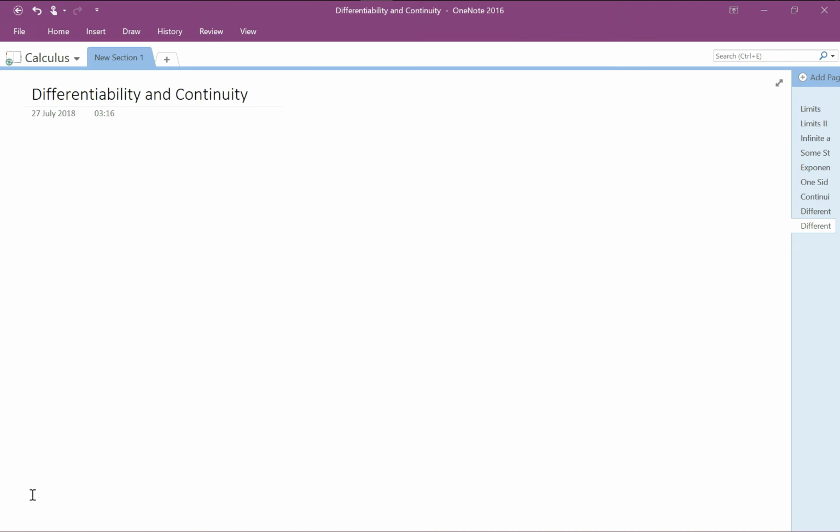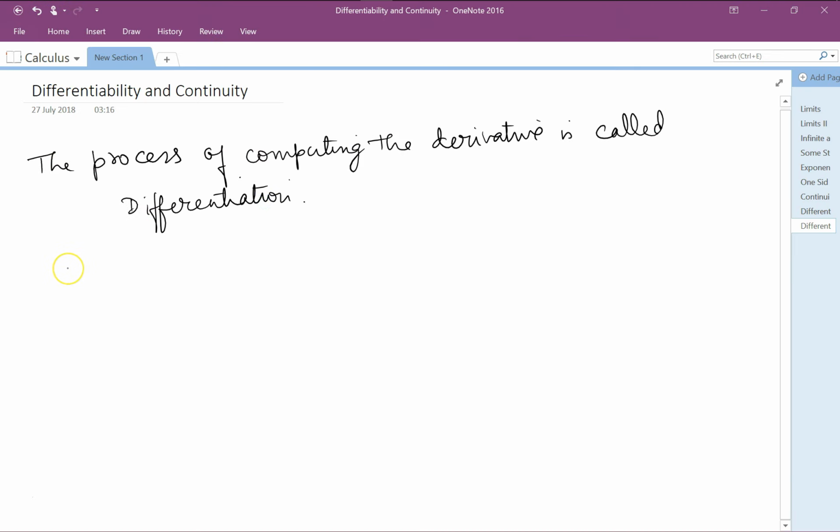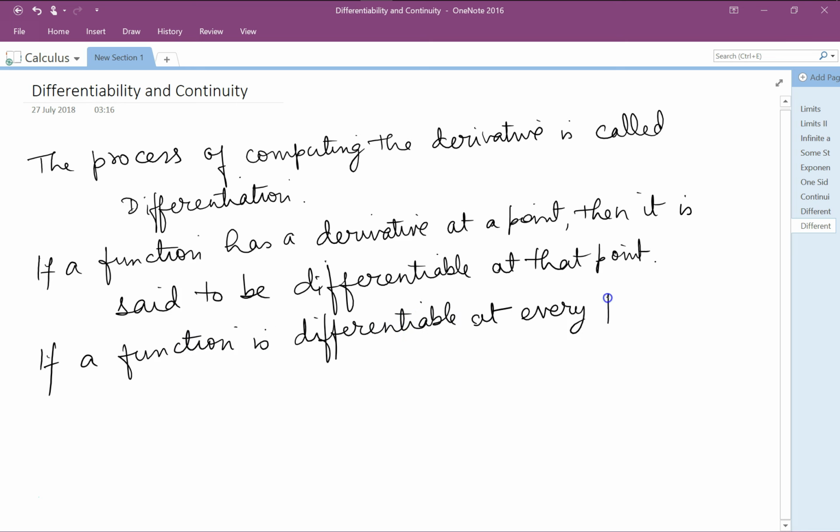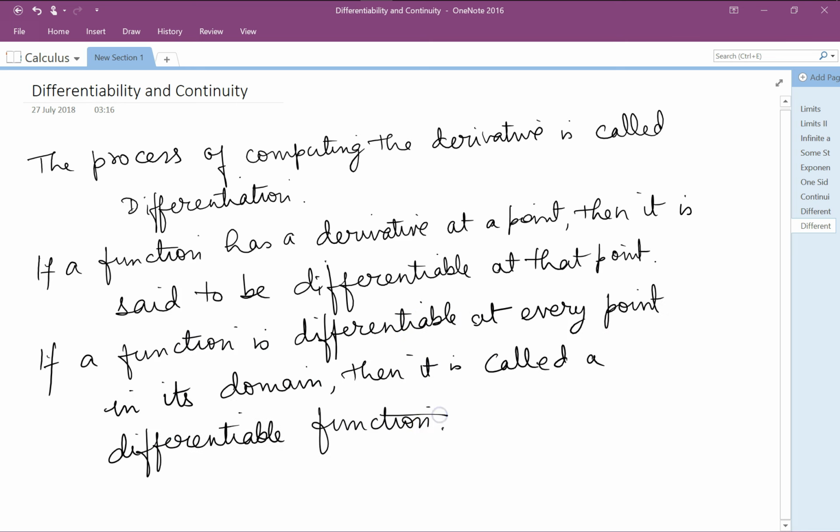Let's look at some terms. The process of computing the derivative is called differentiation. If a function has a derivative at a point, then it is said to be differentiable at that point. If a function is differentiable at every point in its domain, then it is called a differentiable function. So, differentiation, differentiable, and differentiable function.